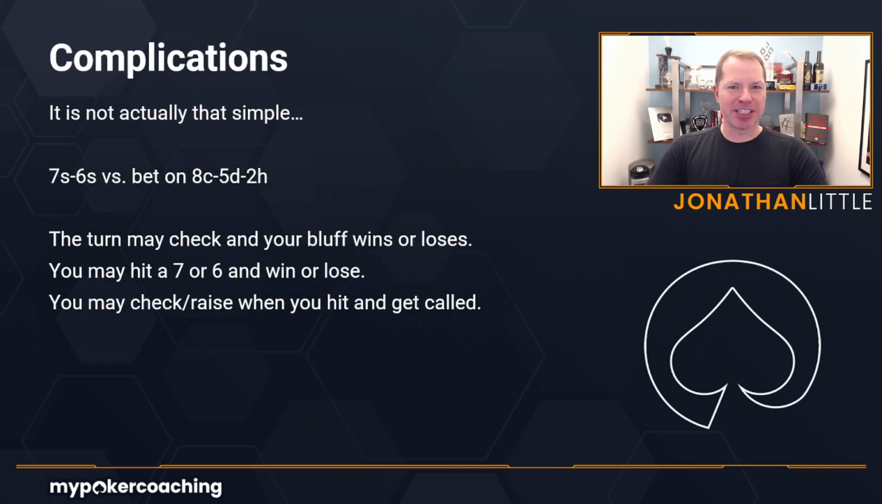Let's discuss some complications with implied odds, because it's not actually that simple. Let's take a look at the 7-6 of spades again versus a bet on the 8-5-2 board. Realize that if you call your opponent's bet, the turn may check through. Okay, you get to see the turn or the river for free. But if you have 7 high on the river, out of position, you probably don't want to just check and lose the pot. You should probably bluff.